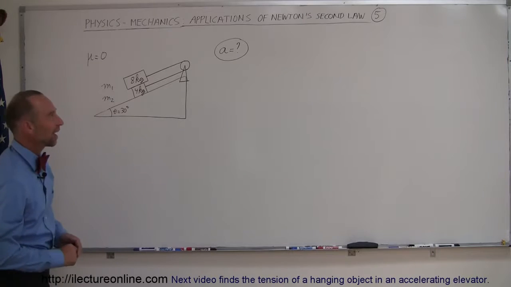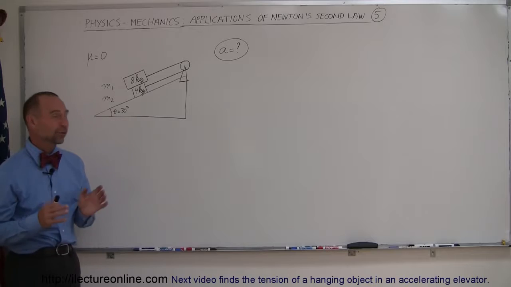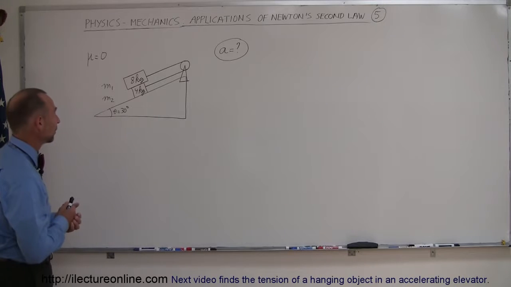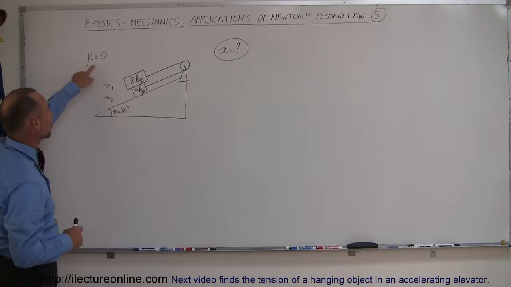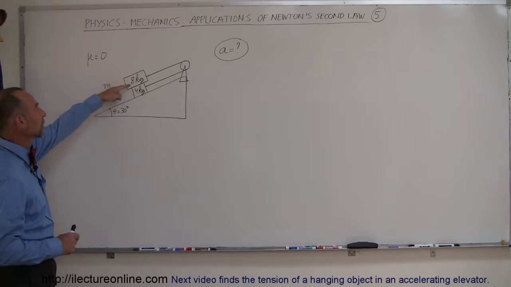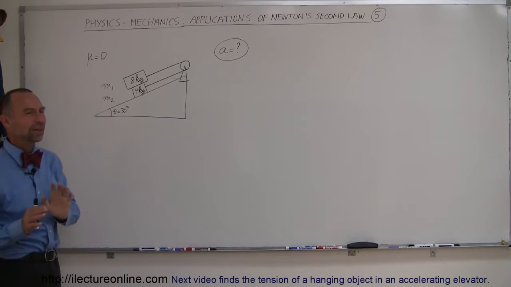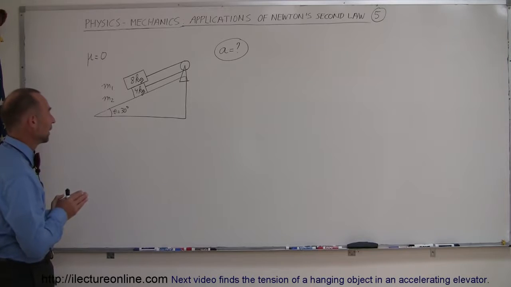Hey, here's our fifth example of how to apply Newton's second law to different kinds of problems. Now, when you first look at this, you go, wow, what's going on here? But realizing that there's no friction between the 4 kilogram mass and the incline, and there's no friction between the 8 kilogram mass and the 4 kilogram mass, it's really not that difficult of a problem. You'll see that it's very similar to what we've done before.